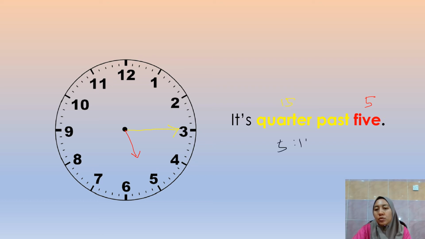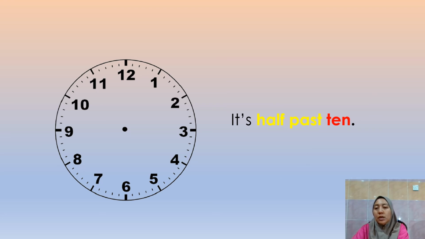5 suku. Ini digital punya style. Kalau analog punya style dia akan jadi macam 5 suku, dia satu single dot je. Kalau digital dia colon ataupun double dot lah. Saya suka panggil double dot lah. Nama dia ialah colon sebenarnya. Okay, it's quarter past 5. Okay, next slide kita tengok. Half past 10. Masih lagi past. Maksudnya half. Half maksud dia 30. 30 past maksud dia lepas. 10 maksud dia 10. So maksud dia kat sini ialah 10 setengah.